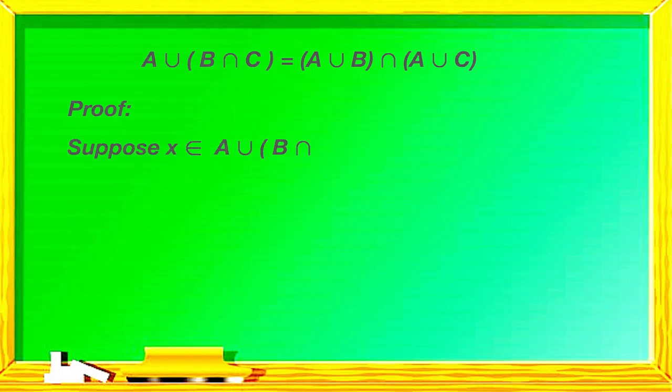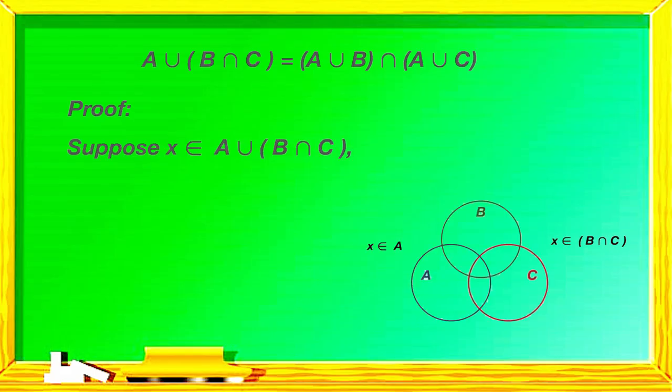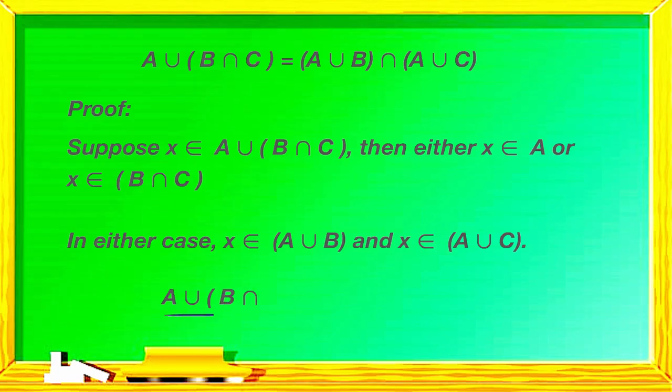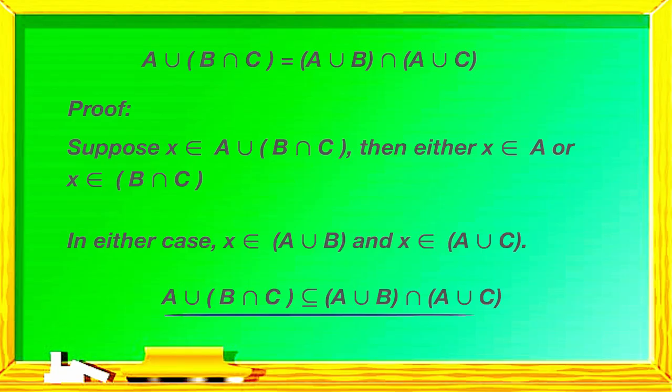First, suppose we have an element X which is in A union B intersected with C. Well, it's either in A or it's in B intersected with C, which would mean it's in both B and C. In either case, X is in both A union B and A union C, because if it's in A, this is true. And if it's in B, it's also in C, so it's still true. So this means that A union B intersected with C, the thing we started with, is a subset of A union B intersected with A union C, since we've shown any element of the left-hand side is an element of the right-hand side.